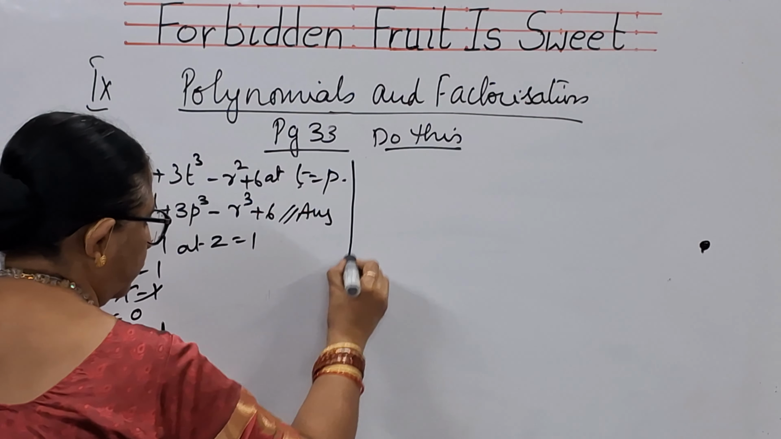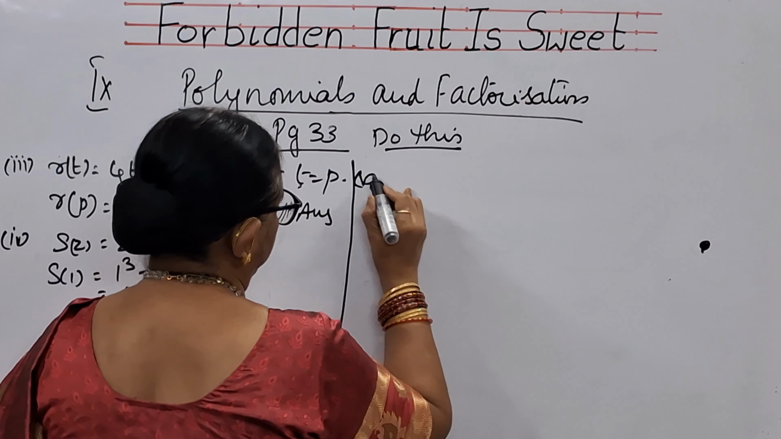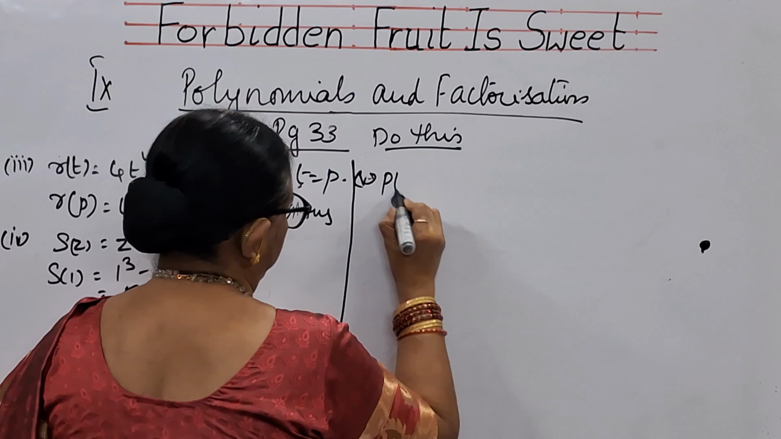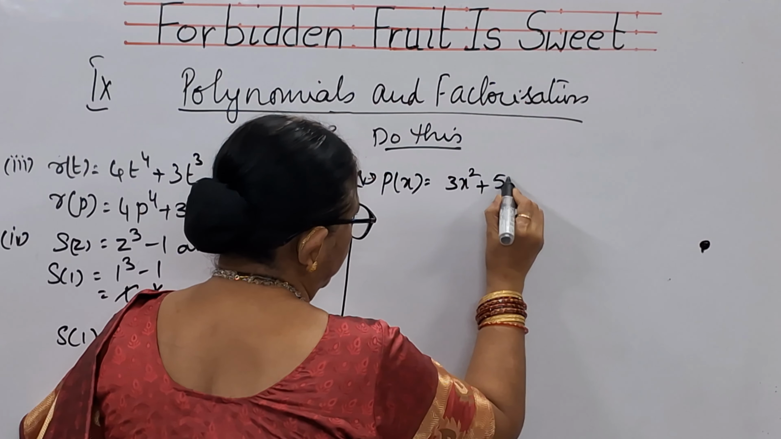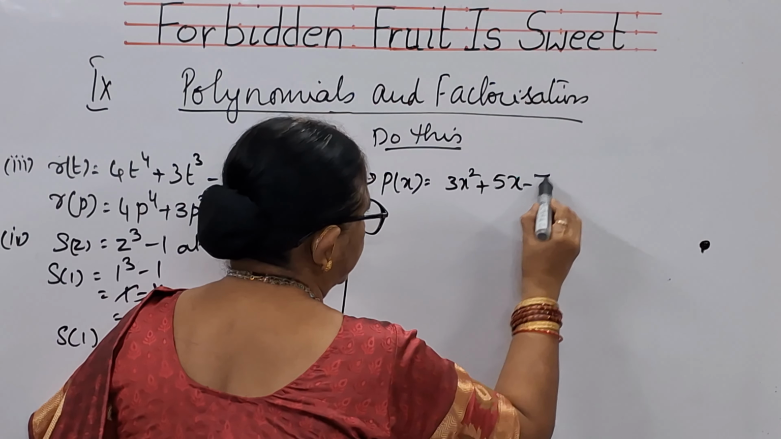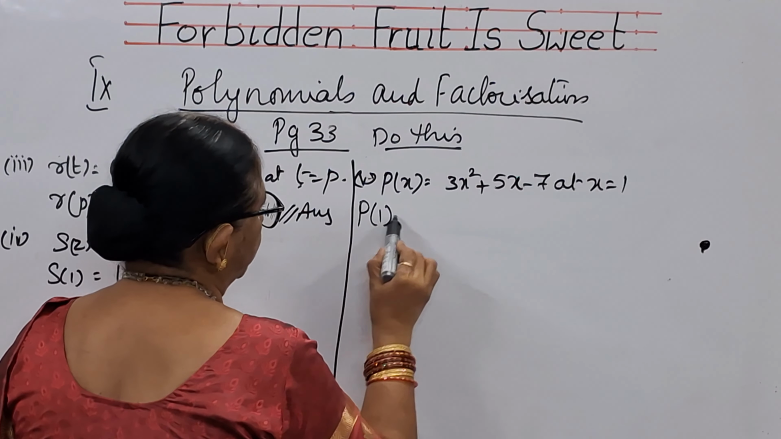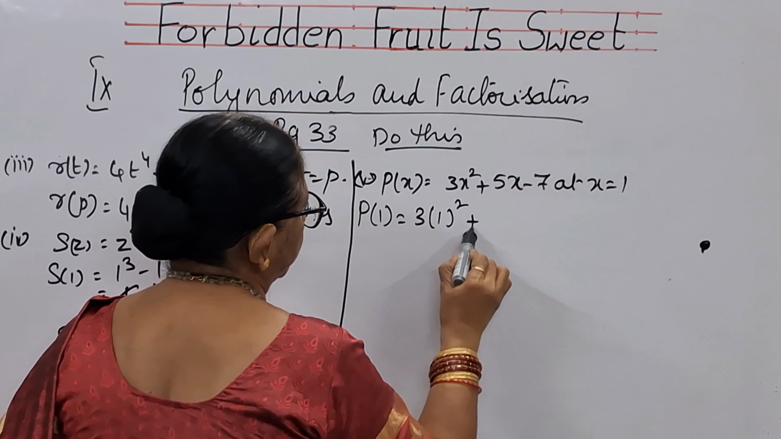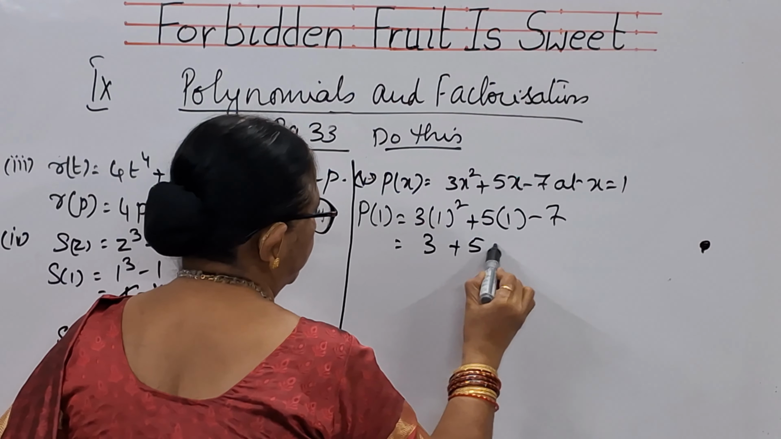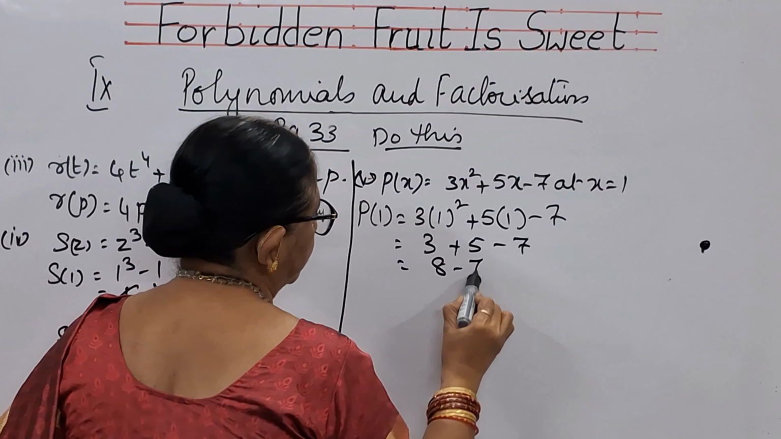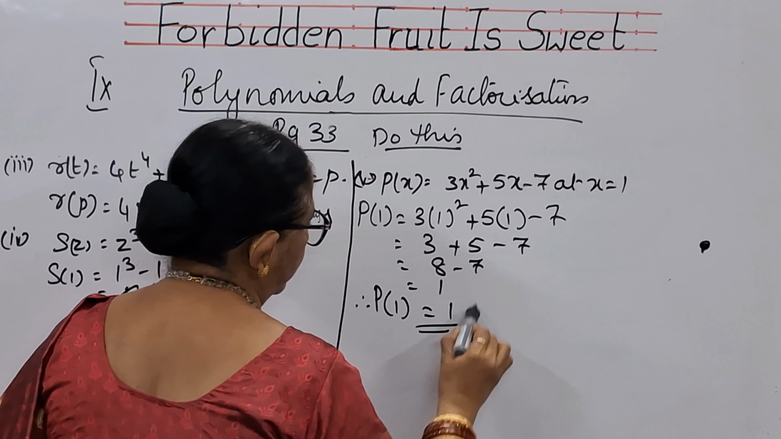Now, we go to the fifth one. Fifth one is P of x. P of x is equal to 3x square plus 5x minus 7 at x is equal to 1. That means I should do P of 1. 3 into 1 square plus 5 into 1 minus 7. That is 3 plus 5 minus 7. 8 minus 7, 1. Therefore, P of 1 is equal to 1 is the answer.